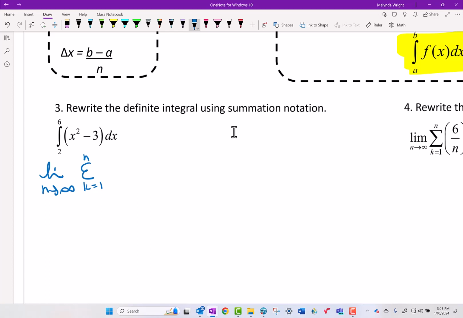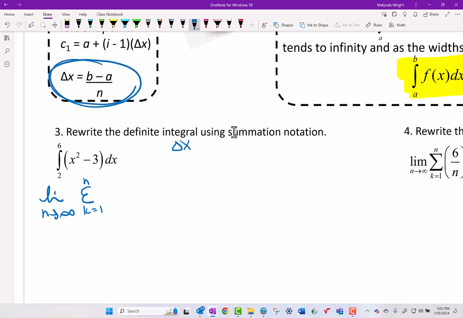Okay? We need to find delta x. Delta x is this formula right here. This number down here is A, and this number up here is B. A is the bottom number, B is the top number. So delta x is going to be B minus A over n. In our case, delta x is going to be 6 minus 2 over n, right? 6 is B and 2 is A. That's 4 over n.